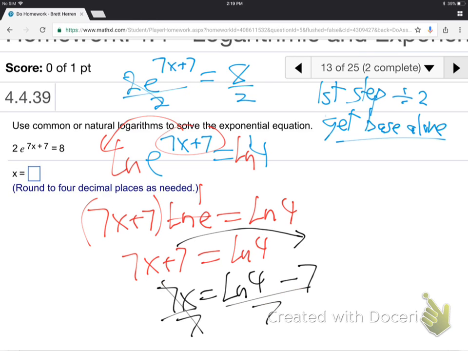Hit the buttons on your calculator. Remember, put parentheses. You need parentheses. You don't need them on the bottom because there's only one thing on the bottom, but you need them on the top. Parenthesis ln 4 minus 7, divided by 7.